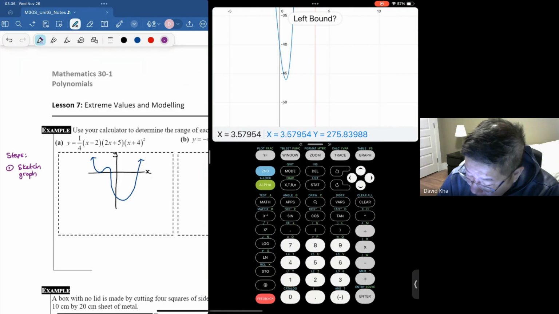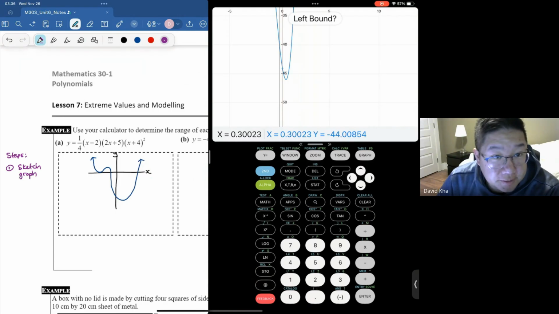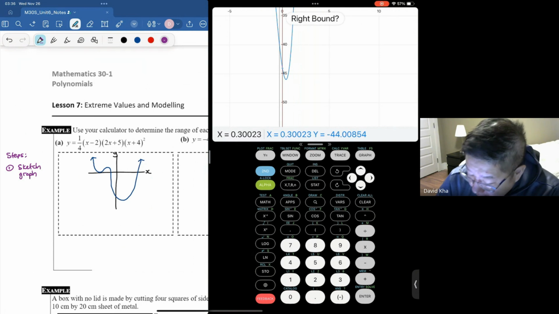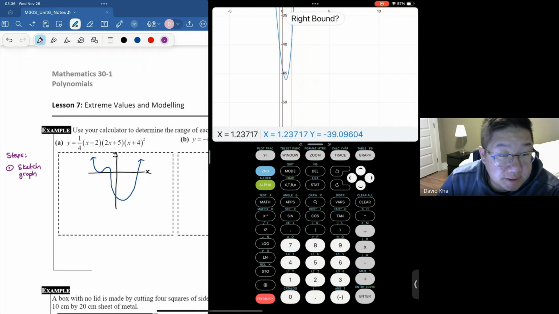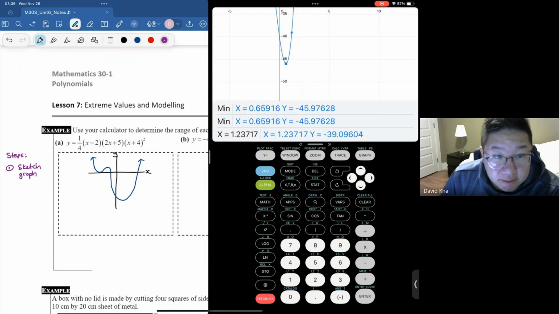and it'll ask you for left bound. So you move the cursor using the arrow buttons until you are definitely to the left of the minimum, and you hit enter. It'll ask you for the right bound, so you move to the right until you're definitely to the right of the minimum. And then I think on your calculator, there's a third one that says something about guess. It just tells the algorithm where to start. And you hit enter one more time, and then a display similar to this will come up. So from this, we can see the minimum value is negative 45.97.